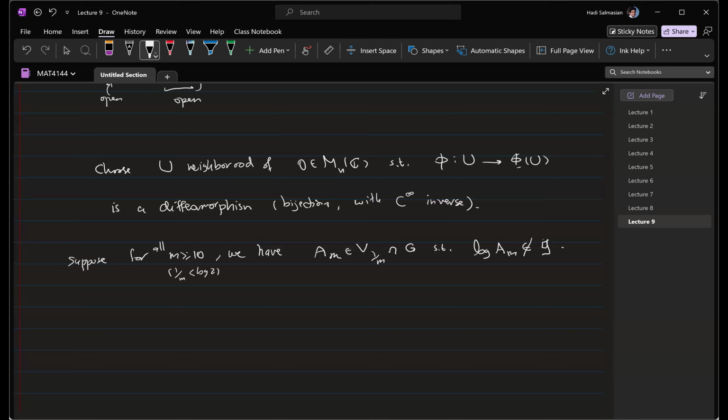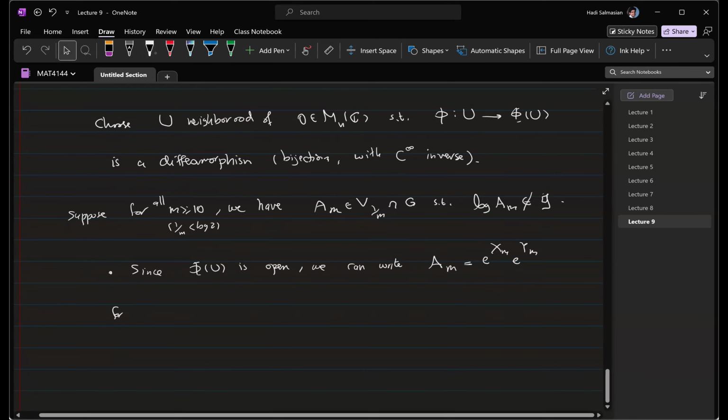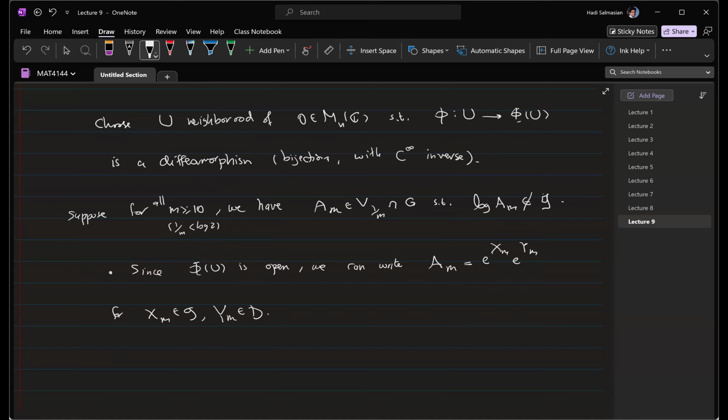So now the point is that since the image of phi of U is open, we can write AM as e to the xm e to the ym, for xm in G and ym in D. Because for sufficiently large m, this point will lie in this open set.